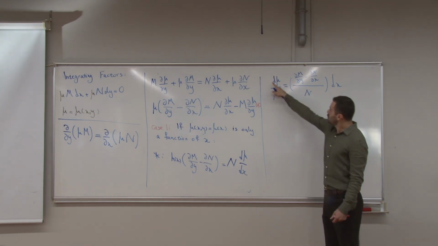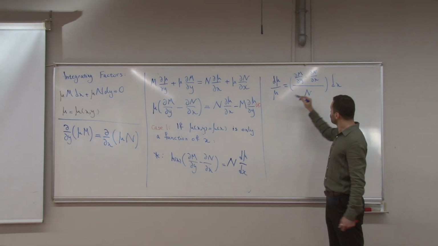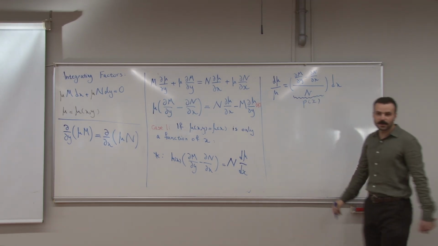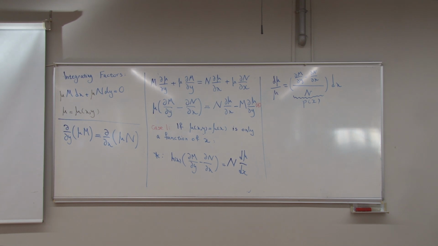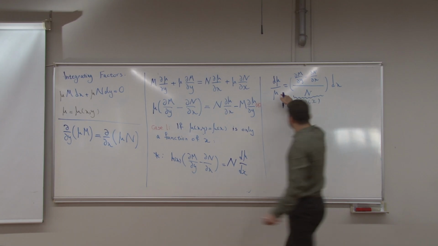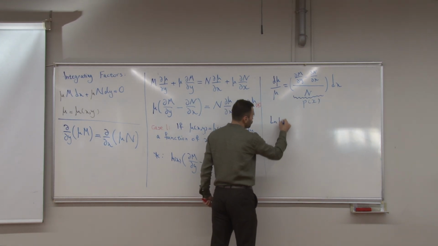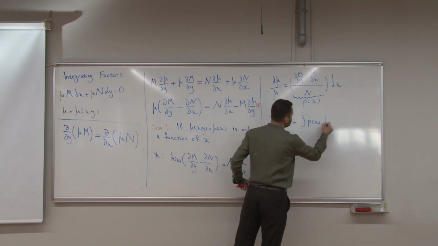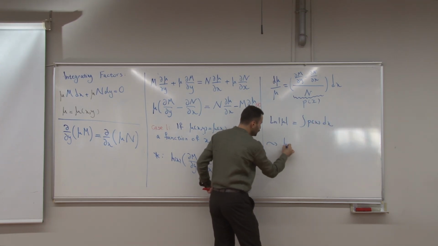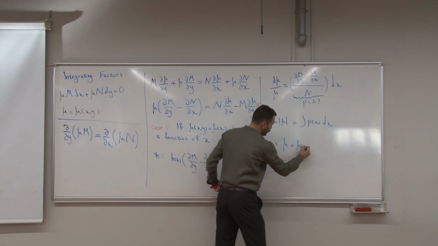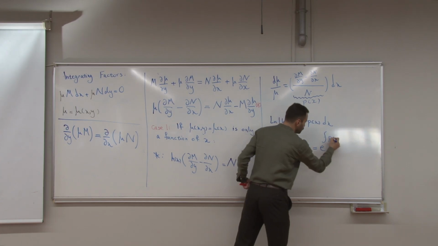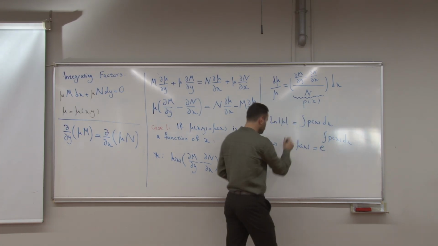We said that this is only a function of x, right? So my assumption is going to be like that. This is also a function of x. Let's call it p of x. Now what do I have here? I have a separated equation, right? So I can write that ln of mu is equal to the integral of p(x) dx. From here, my integrating factor is going to be e to the power of the integral of p(x) dx.